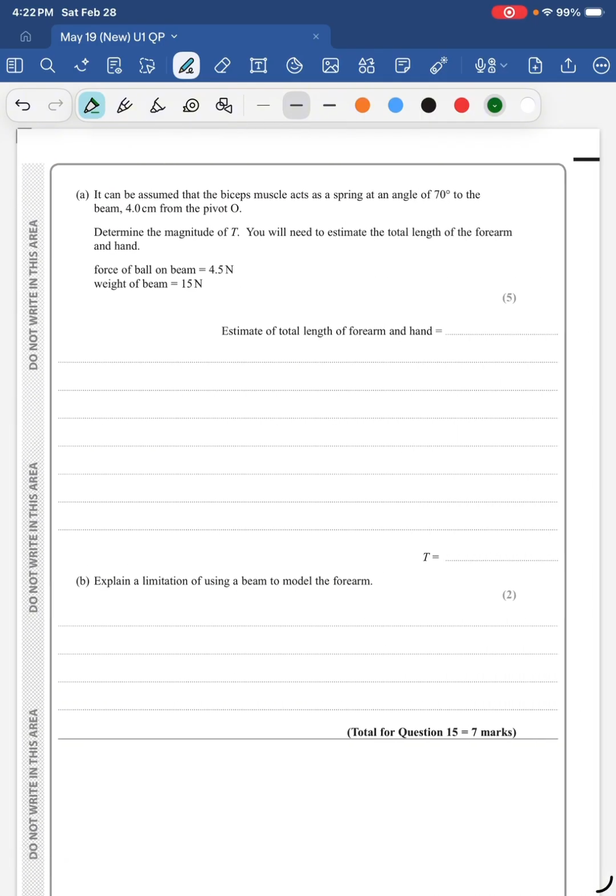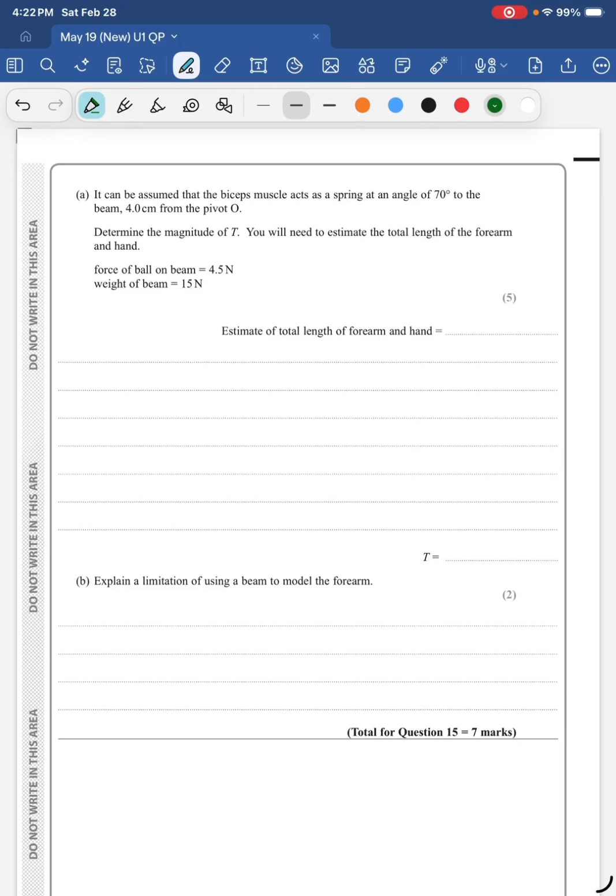A, it can be assumed that the biceps muscle acts as a spring at an angle of 70 degrees to the beam 4 centimeters from the pivot O. Determine the magnitude of T. You will need to estimate the total length of the forearm and hand. The force of ball on beam is 4.5 newtons and the weight of beam is 15 newtons.